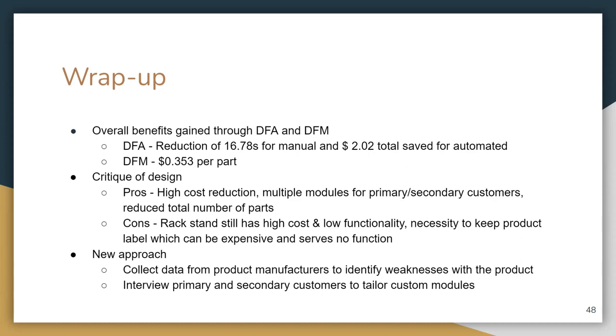Some pros of our design were high cost reduction, multiple modules for primary and secondary customers, and reduced total number of parts. Some cons include the rack stand, which still has a high cost and low functionality, and the necessity to keep the product label, which is expensive and serves no function other than identifying it as a Philips brand hand blender. For our new approach, we would likely collect data from the product manufacturers to identify weaknesses within the product and target those for redesign. Additionally, we would interview primary and secondary customers to tailor custom modules to their needs.